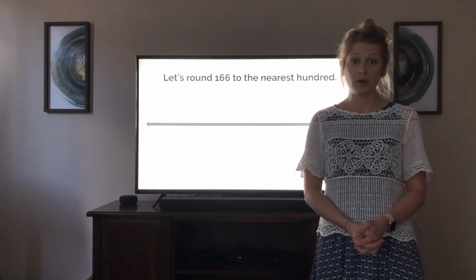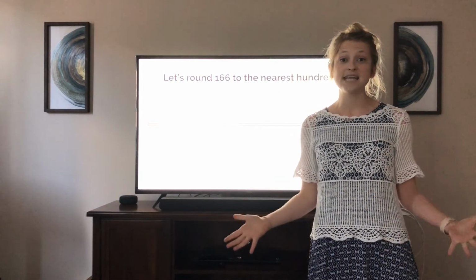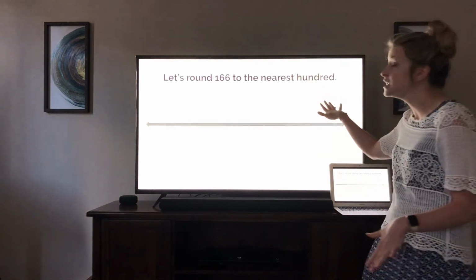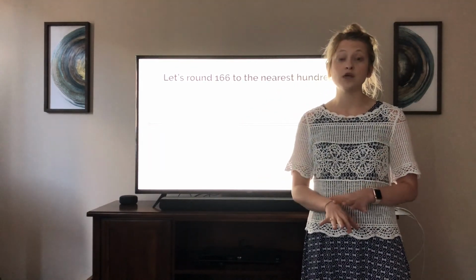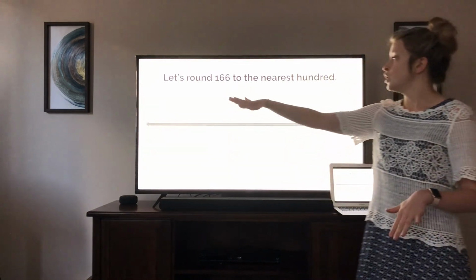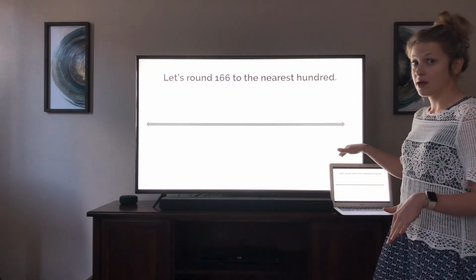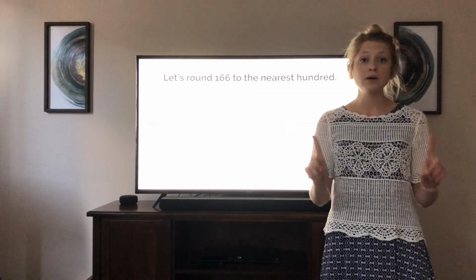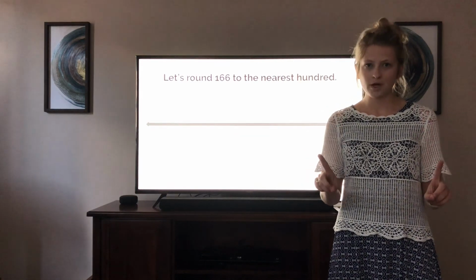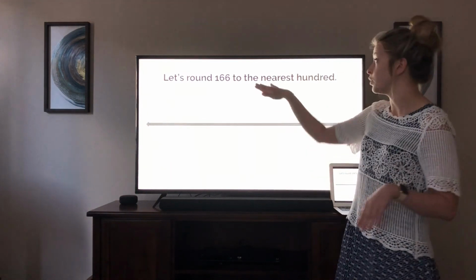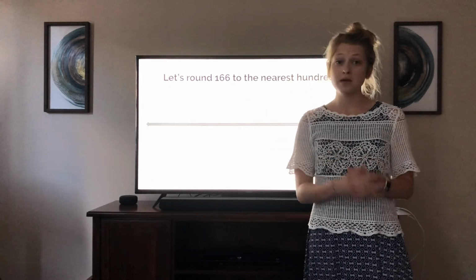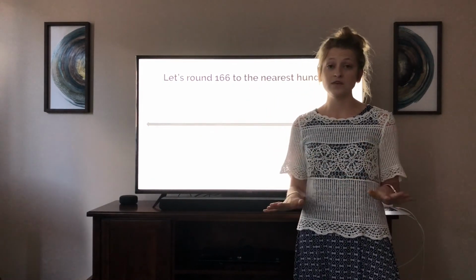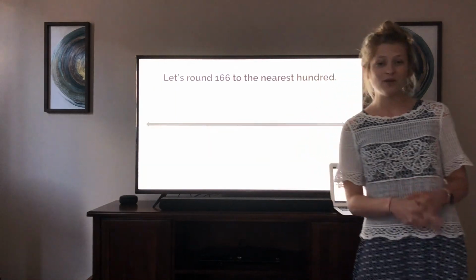Now let's try another one. Let's round 166 to the nearest 100. So we're just taking it up another level. What I would love for you to do right now is go ahead and pause the video, draw out this blank number line, and I want you to find your two benchmark numbers. Remember, we're rounding to the nearest 100. And then I want you to find your midpoint. So go ahead, pause, take a few seconds to do that, and then I'll be able to show you what's next.